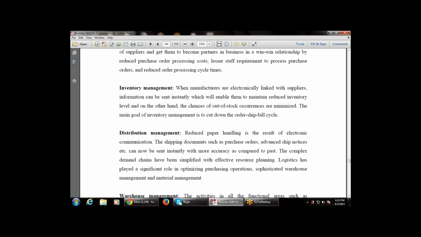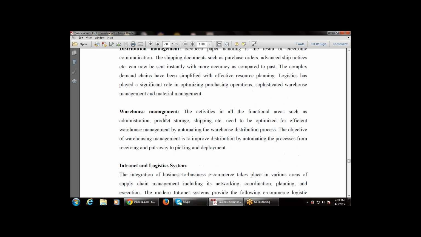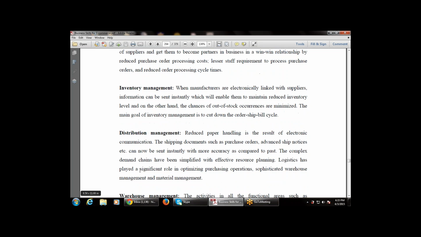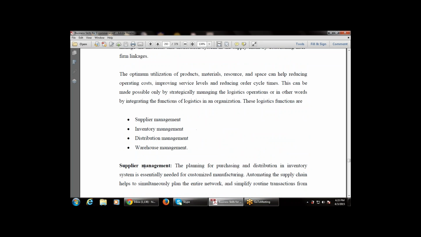The complex demand chain has been simplified with effective resource planning. Logistics played an important role in optimizing purchasing operations, sophisticated warehouse management, and material management. Next is warehouse management. That is the fourth one in logistics.